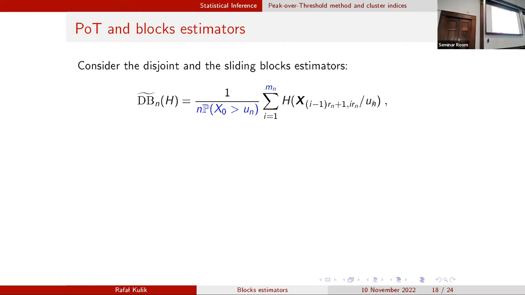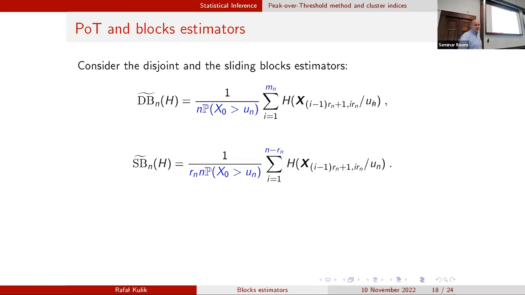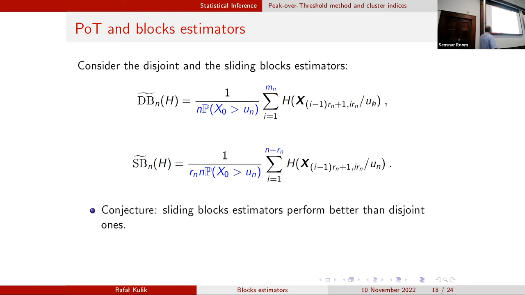And you can get much, much more. The idea is the same. You take the sample and divide it into disjoint blocks, and there is an appropriate normalization, which is different than in the previous case. And the same story with the sliding blocks. I take a starting point, I keep moving, okay? This has been conjectured for about 20 years, kind of parallel to what happens for the block maxima method, that the sliding blocks estimators are better than the disjoint ones, okay?